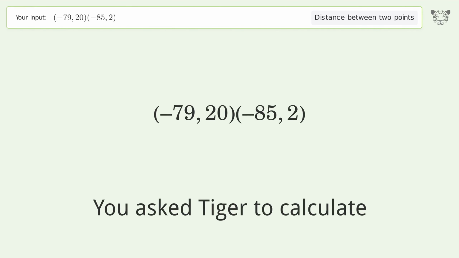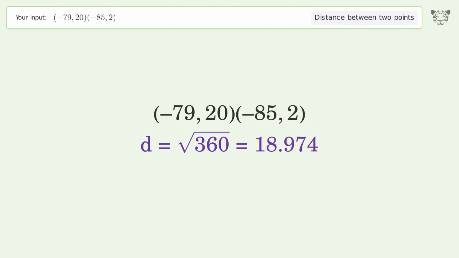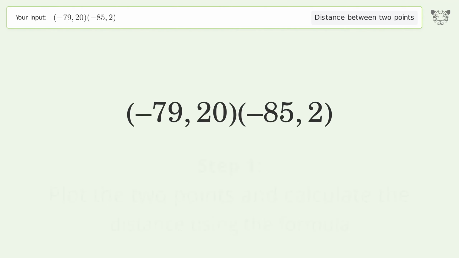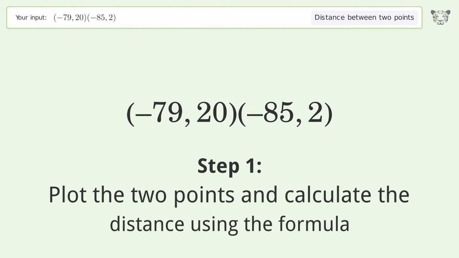You ask Tiger to calculate. This deals with the distance between 2 points. The distance between the 2 points is the square root of 360, or 18.974. Let's solve it step by step. Plot the 2 points and calculate the distance using the formula.